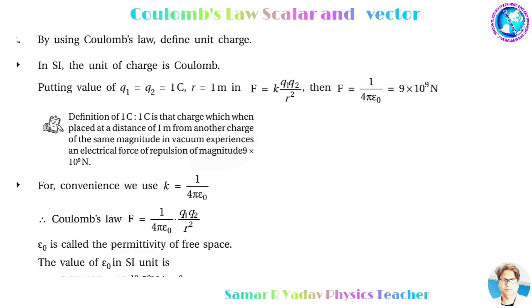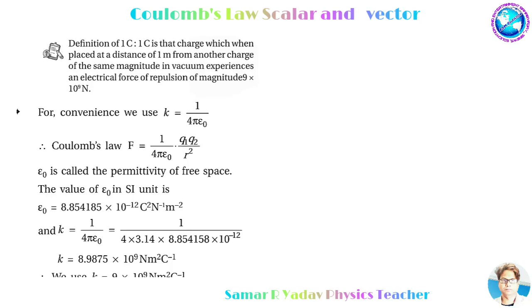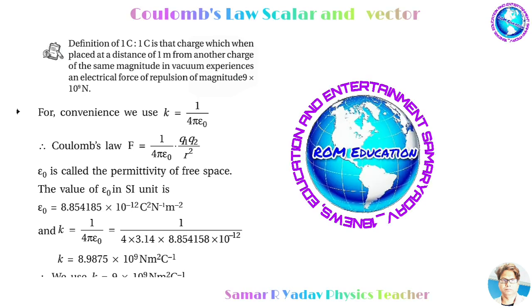Definition of 1 coulomb is that charge which, when placed at a distance of 1 meter from another charge of same magnitude in vacuum, experiences an electrical force of repulsion of magnitude 9 × 10^9 Newton. For convenience, we use k = 1/(4πε0). Coulomb's law: F = 1/(4πε0) × q1 q2/r². Epsilon 0 is called permittivity of free space.